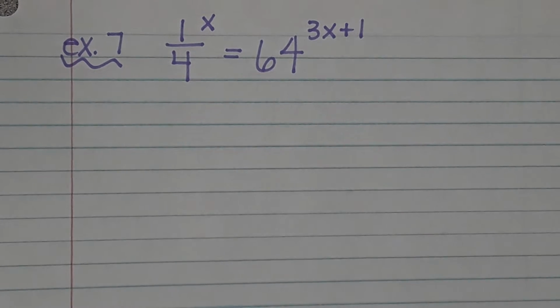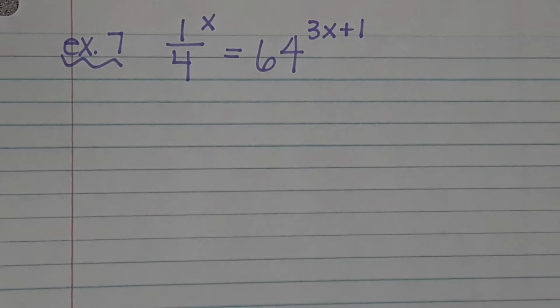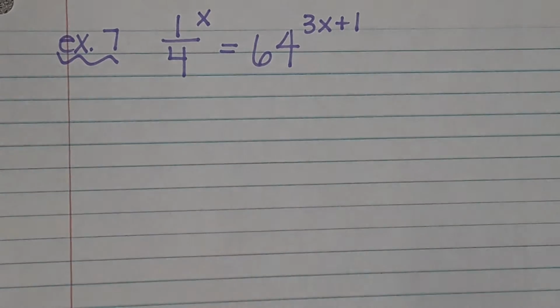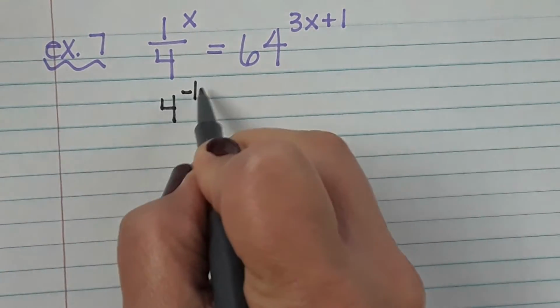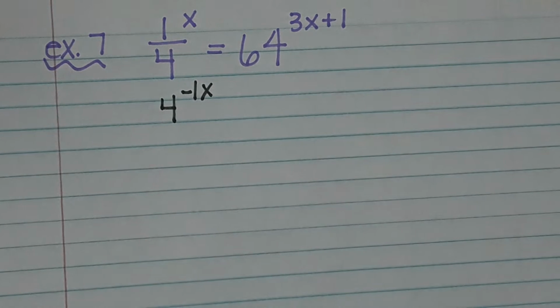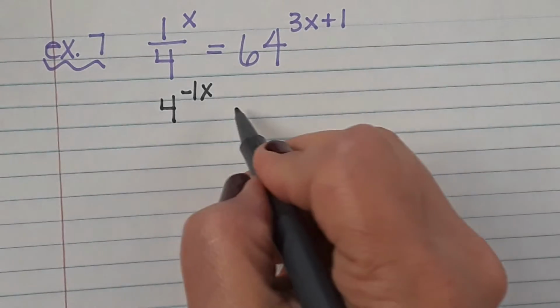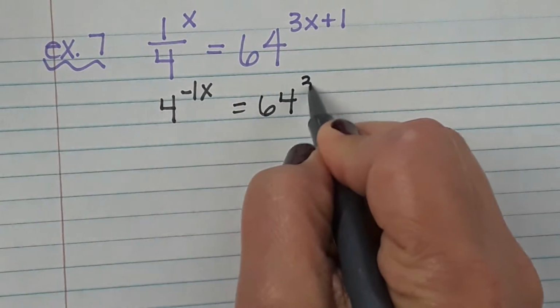Okay, so the one thing you always need to remember is that when you're going to solve it, all of your fractions need to be rewritten, okay? So, how can I rewrite 1/4? It's 4 to the negative 1. Remember, when you rewrite 1/4, it's going to be rewritten as a whole number with a negative exponent. Okay? Now we have 64 to the 3x plus 1.